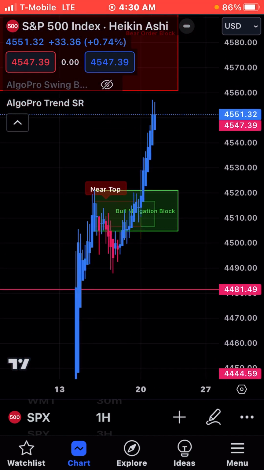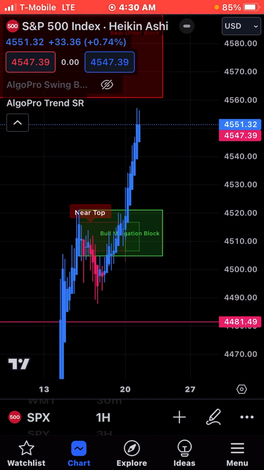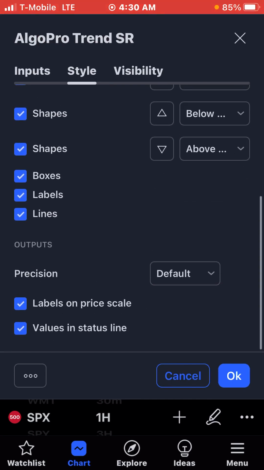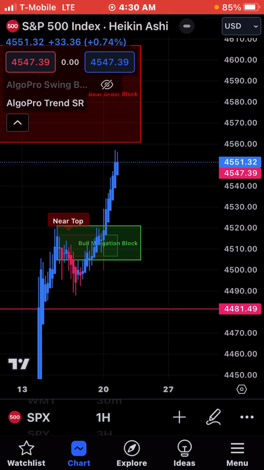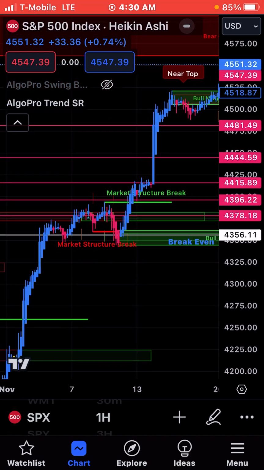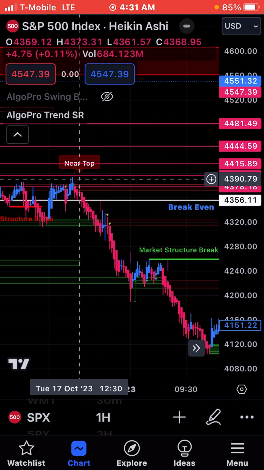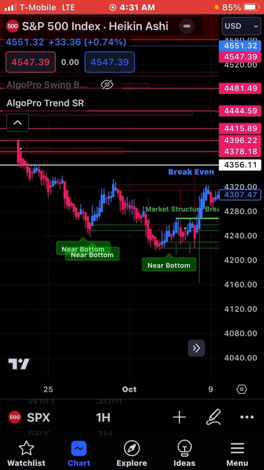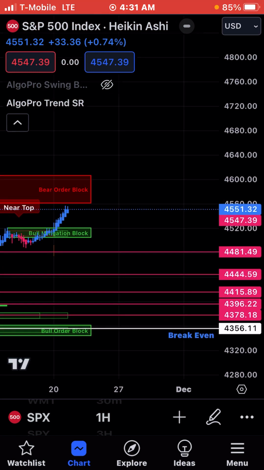But anyway, this is how you would use the Algo Pro Trend SR indicator. You use the order blocks to find the moments where everybody's buying and selling. You can also add these little features, which I plugged in just now. I wasn't even going to be talking about them, but you can find the top zones and you can find the bottom zones, which is also another plus. It'll tell you when it's near the top, which is right here, that would be a good point in. Near bottom right here is a good point to get in for some trades. But anyway, that is using the Algo Pro indicator.